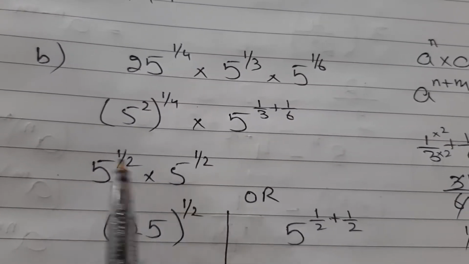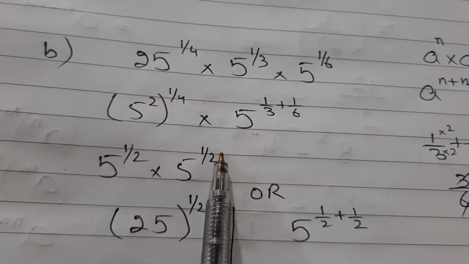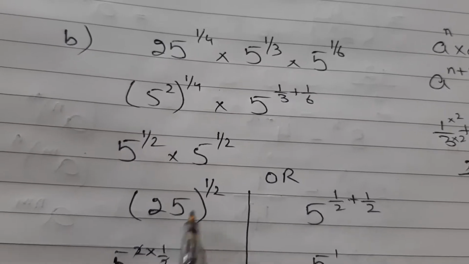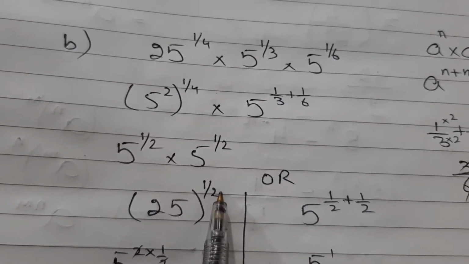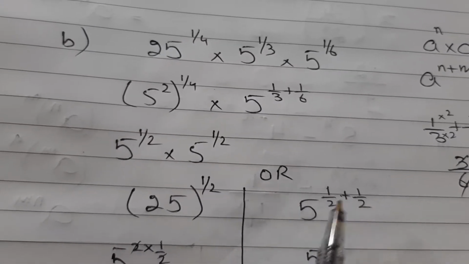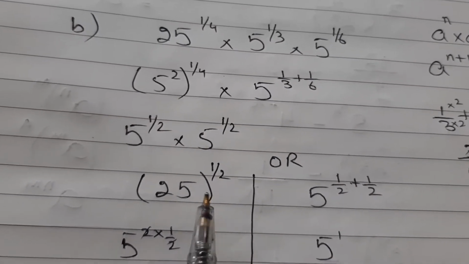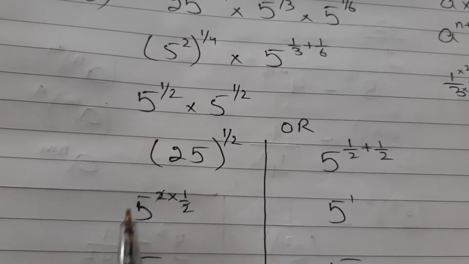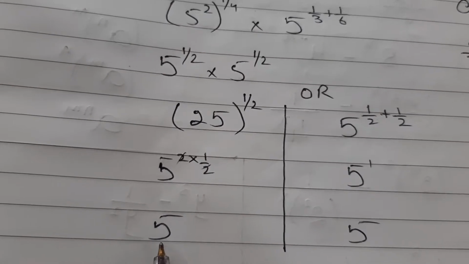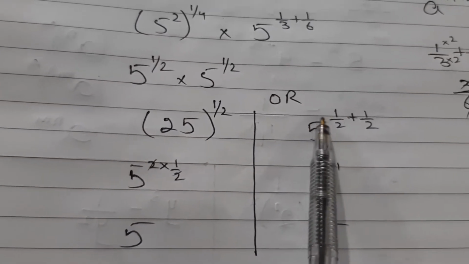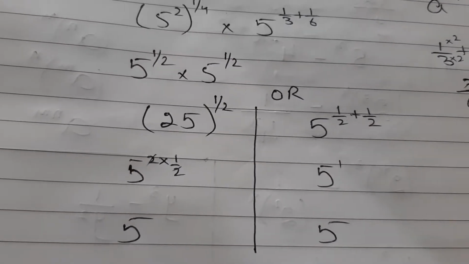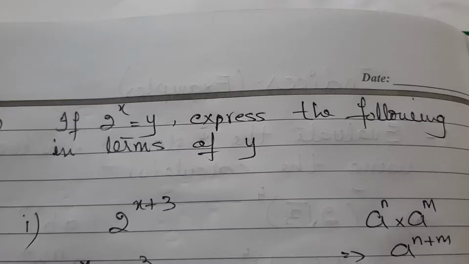Now when bases are same and powers are same, you can do it in both ways. What are those? I will multiply the bases first and then apply the power, or I can keep the base same and add the power. So both ways, you will see we will get the same answer. Again, 25 is 5 square multiplied by half, so it will be 5. And here 5 power half plus half, which is 1, so it is 5. So the answer is coming the same.